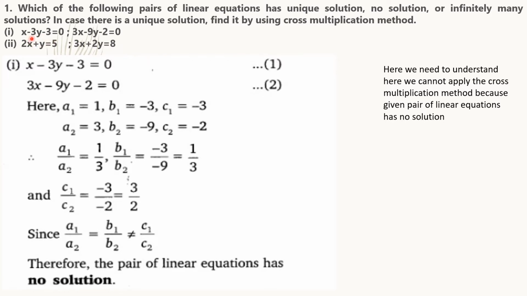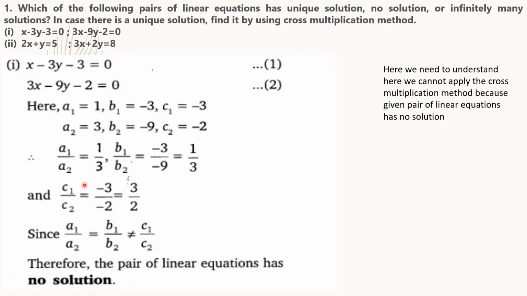It is given that x minus 3y minus 3 equals 0, and 3x minus 9y minus 2 equals 0. We consider x minus 3y minus 3 equals 0 as equation number first, and 3x minus 9y minus 2 equals 0 as equation number second. Now first of all, we will find the ratios of coefficients of both equations. The ratio a1 by a2 is equal to 1 upon 3. The ratio b1 by b2 is equal to minus 3 upon minus 9, which on solving gives 1 by 3. The ratio c1 by c2 is equal to minus 3 upon minus 2, which on solving gives 3 by 2.